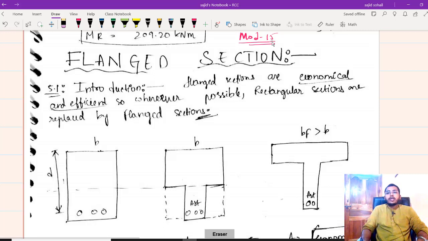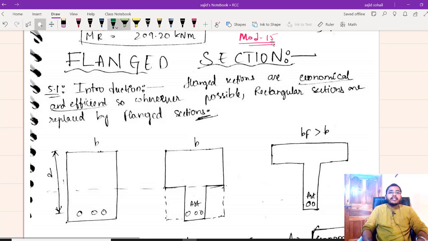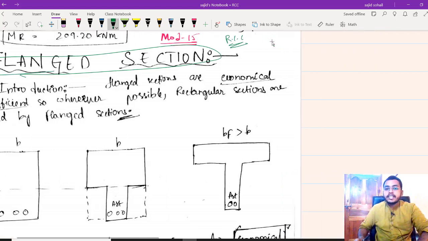Let us continue with module number 15 of our RCC. And in this module, I am going to teach you a very first topic which is flanged sections. What is this flanged sections? Let us try to understand.